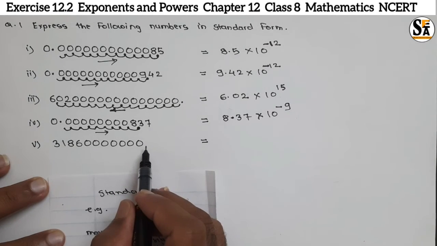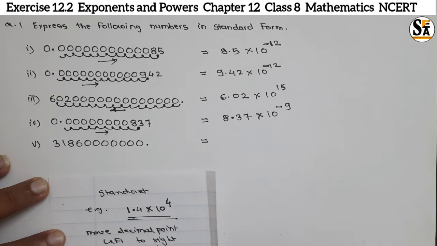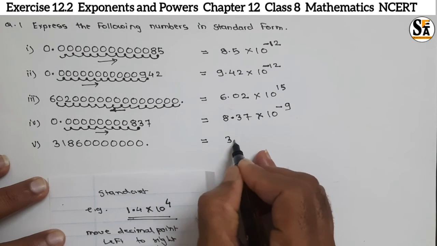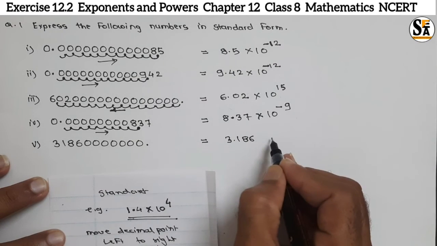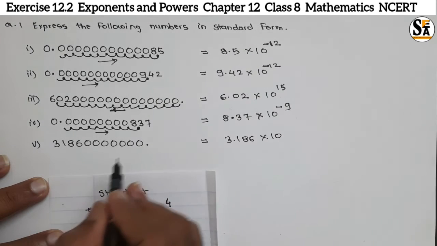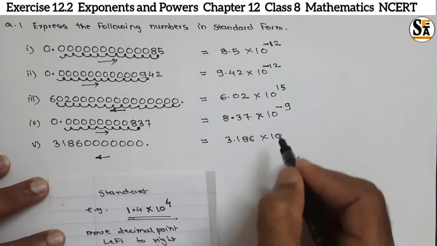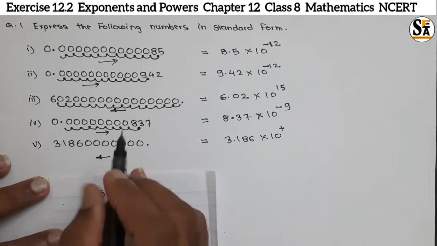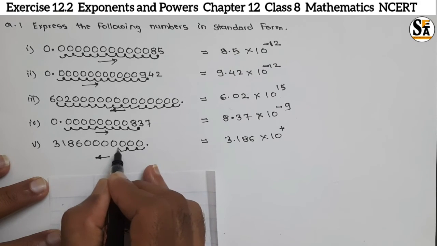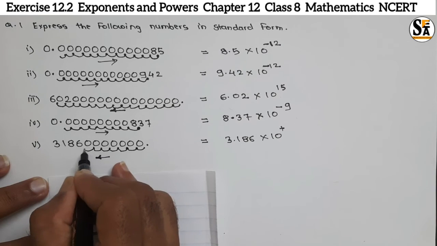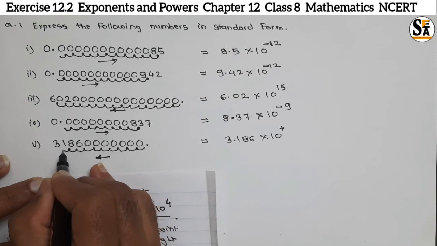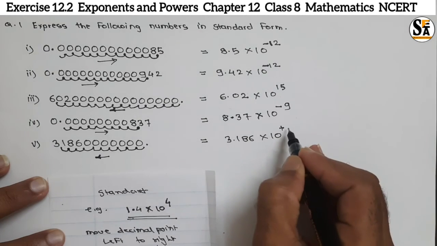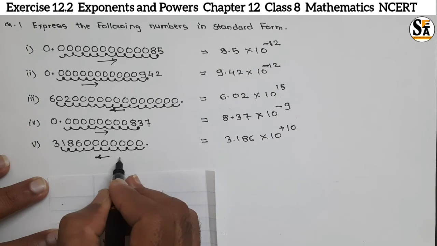See here, there is no decimal point, means decimal point is at the end. Now in standard form, put only a single digit left to the decimal point, means 3.186, and the remaining zeros need not be written, into 10 raised to. See here, the decimal point is moved from right to left. So this power must be positive. And count the number of digits the decimal point is moved. Count this: 1, 2, 3, 4, 5, 6, 7, 8, 9 and 10. Means we are moving this decimal point 10 digits. So 10 places are moved. So right here 10. And the sign is plus because it is moved from right to left.